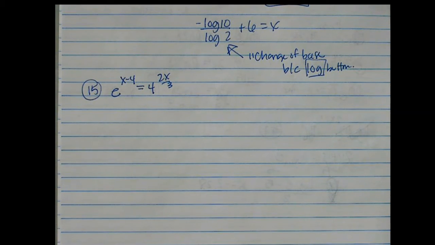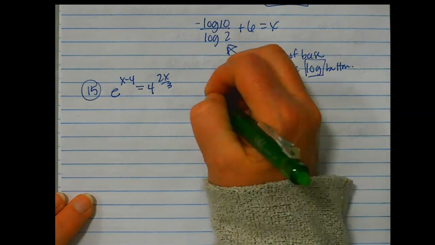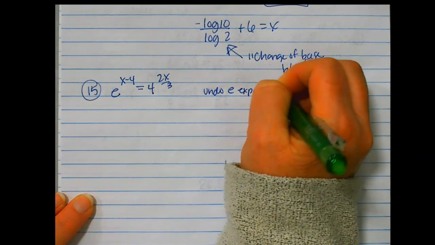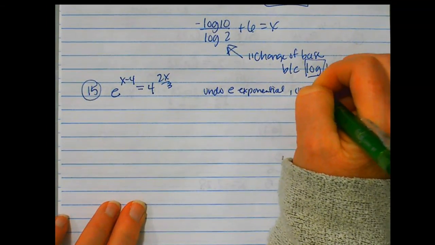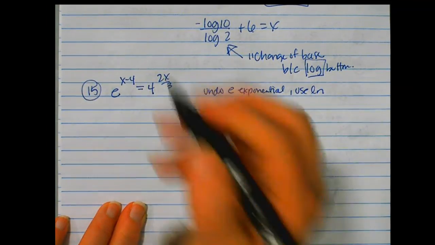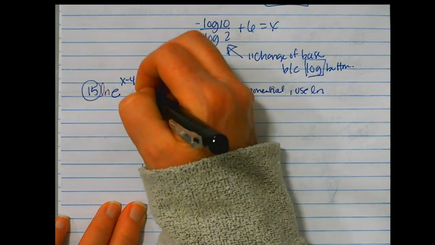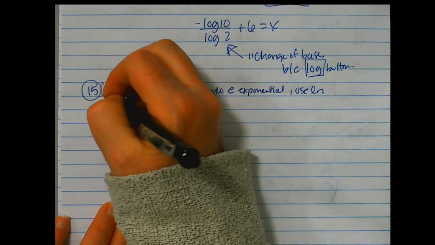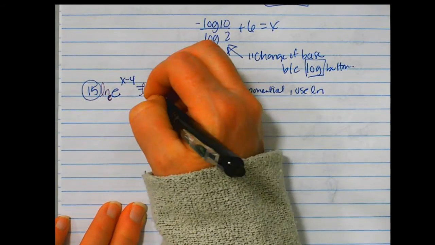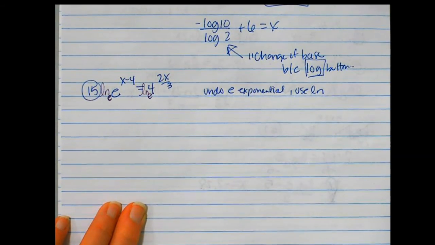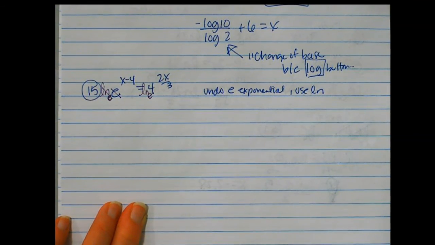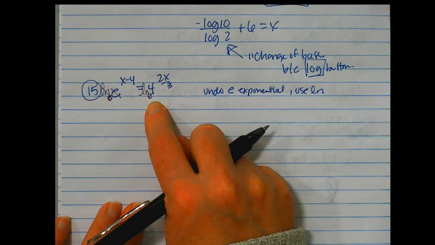E. So if we're going to choose E, if we're trying to undo E as an exponent, or an exponential, we're going to use the natural log. So we're going to take the natural log of this side, the natural log of this side. I squeezed it in there. We use the natural log because it understands E as a base. And what's cool about that is because we used one that makes sense, these cancel each other out, but only on that one side. They don't cancel over here because E and 4 are not the same.